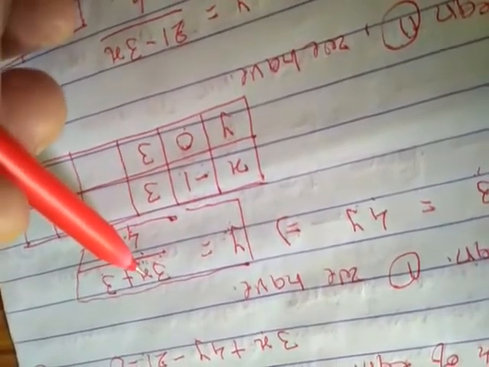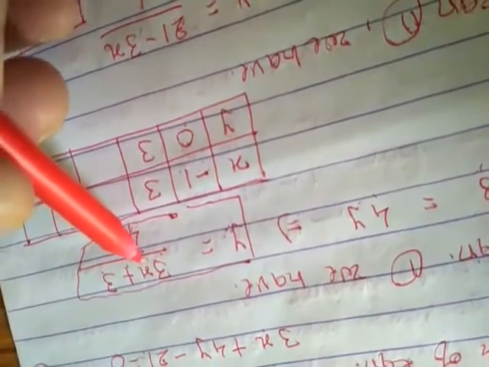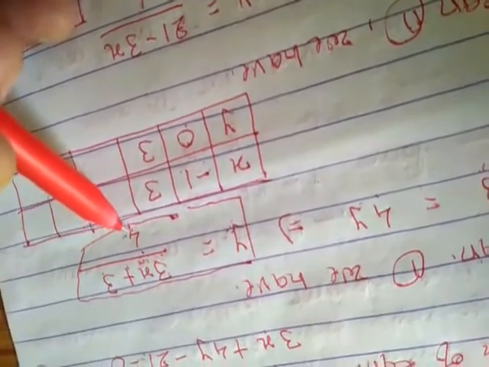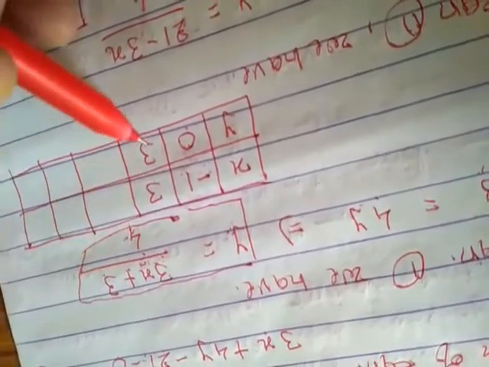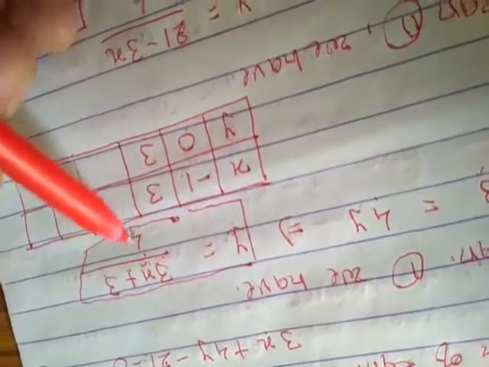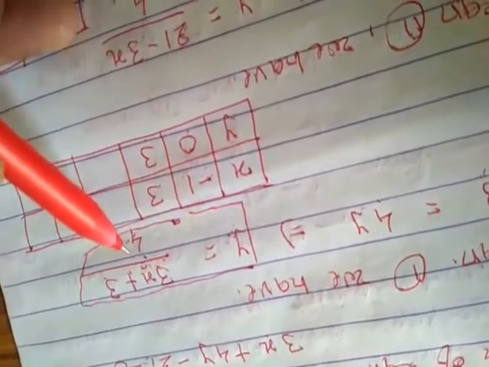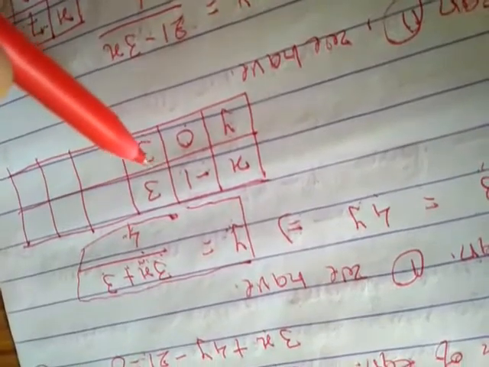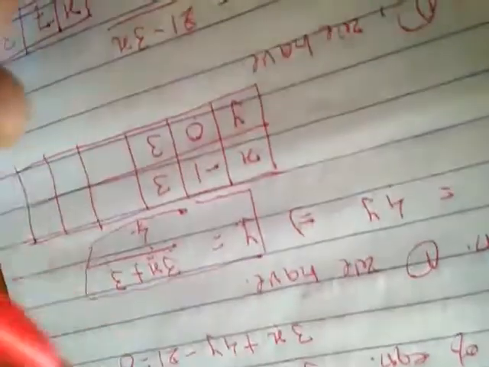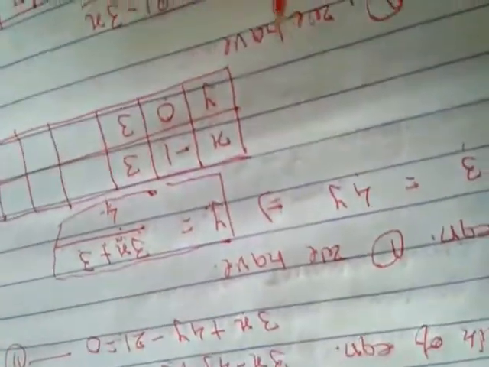Similarly, when we assume the value of x is 3, then 3 into 3 becomes 9 plus 3, that is 12 by 4. 4 3s are 12. So we got the value of y also 3. So you put the value of x, you will get a different value of y for every value of x. So you can take 2 or 3 or more values. So this is the required table for our first equation.